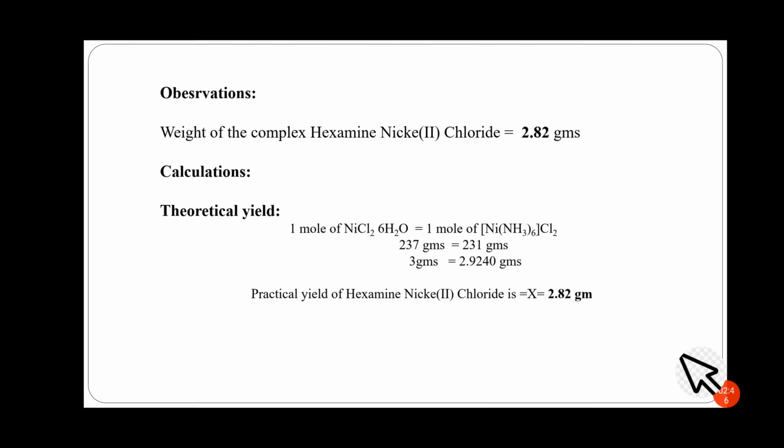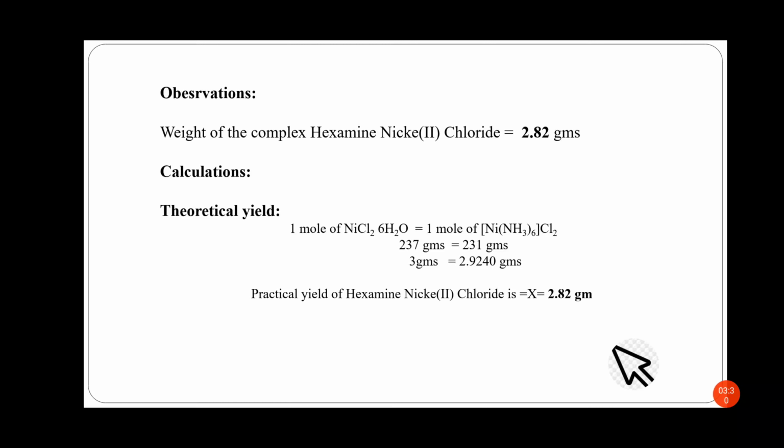Now see the observation. The weight of the complex hexaamine nickel(II) chloride is 2.82 gram. Now do the calculation. The relation is 1 mole of NiCl2 is equal to 1 mole of [Ni(NH3)6]Cl2. The molecular weight of NiCl2 is 237 gram and the molecular weight of [Ni(NH3)6]Cl2 is 231 gram. We have taken 3 gram of NiCl2, so the expected product is 2.9240 gram.